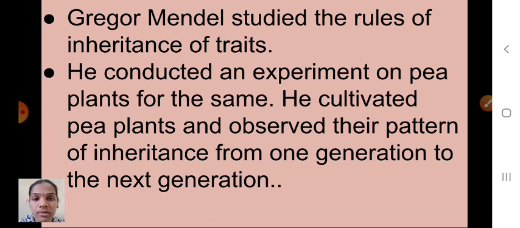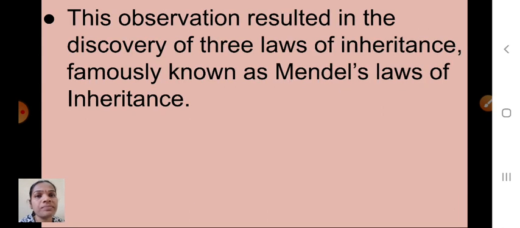So one question was there: which parent characteristics will appear in the next generation. So he conducted that experiment on pea plant, and through that experiment he got many ideas about the inheritance of traits. That only we will study now. See here children, this observation resulted in the discovery of three laws of inheritance, famously known as Mendel's laws of inheritance.